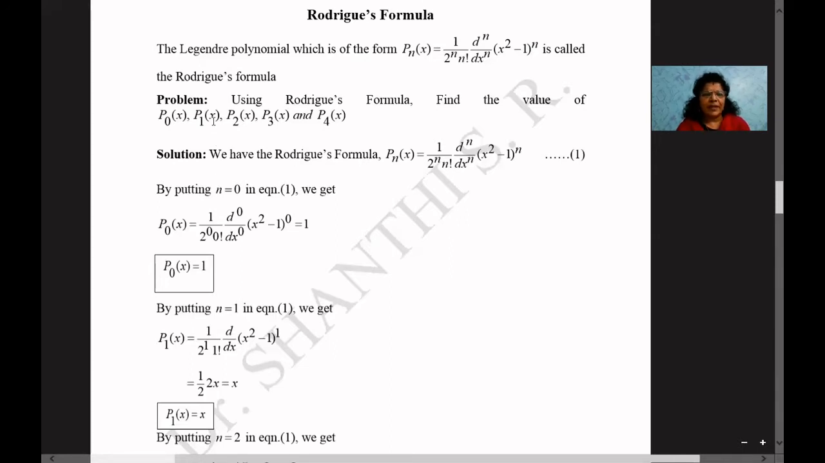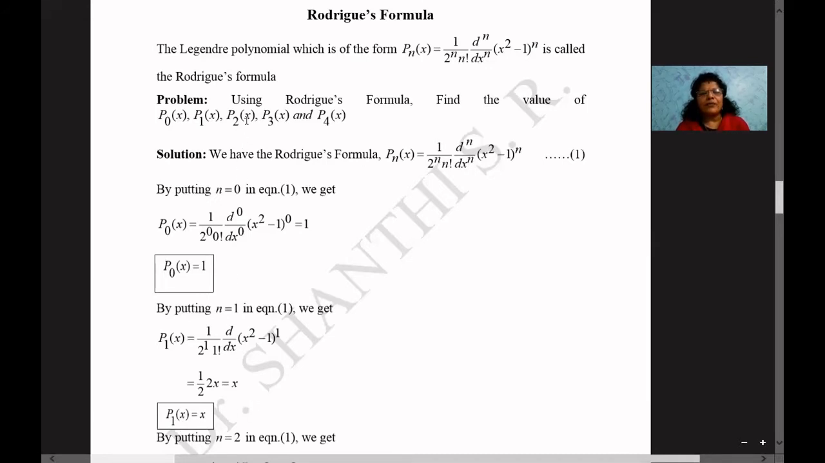Second one, P1 of x. How to find this P1 of x? P1 of x is 1 by 2 power 1, 1 factorial, d power 1 by dx power 1 of (x square minus 1) the whole power 1. How are we getting this? By substituting n is equal to 1 in equation number 1. (x square minus 1) the whole power 1 is x square minus 1. The derivative of x square minus 1 is 2x. Thus you will get 1 by 2 into 2x, which is x. Thus we got P1 of x is equal to x.